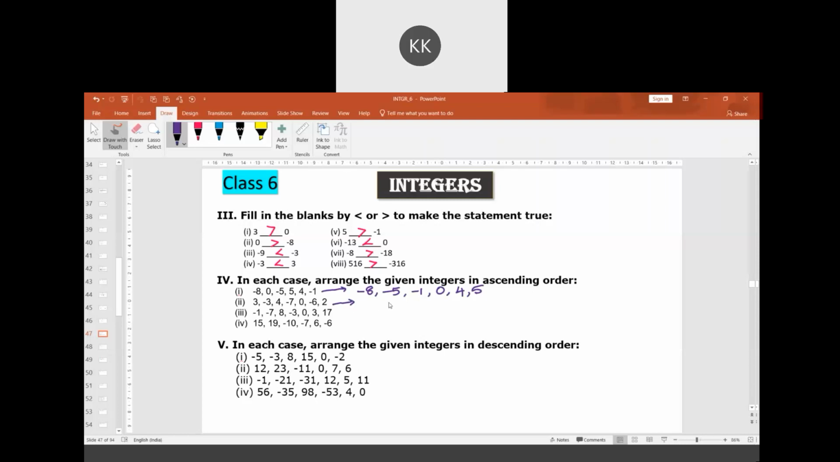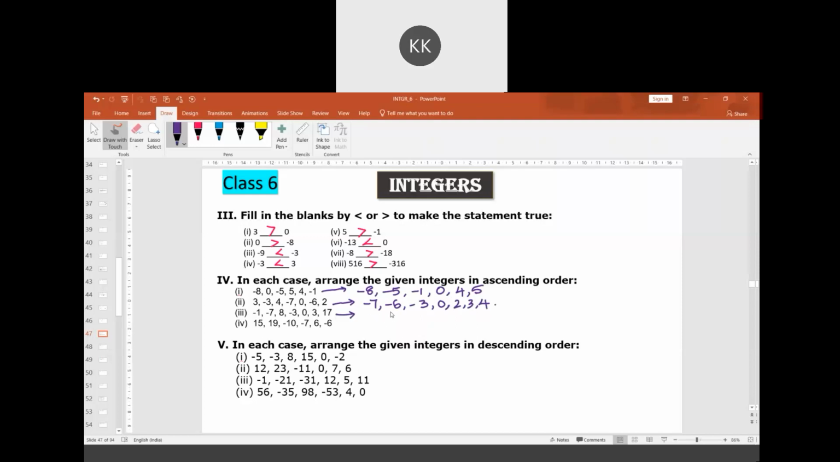Alina Mujawar, you can tell the answer for the second one. Yes, sir. The smallest is -7. Tell the next one. -6 is the next. After -6, we have -3. Tell fast. 0, 2, 3, and 4.